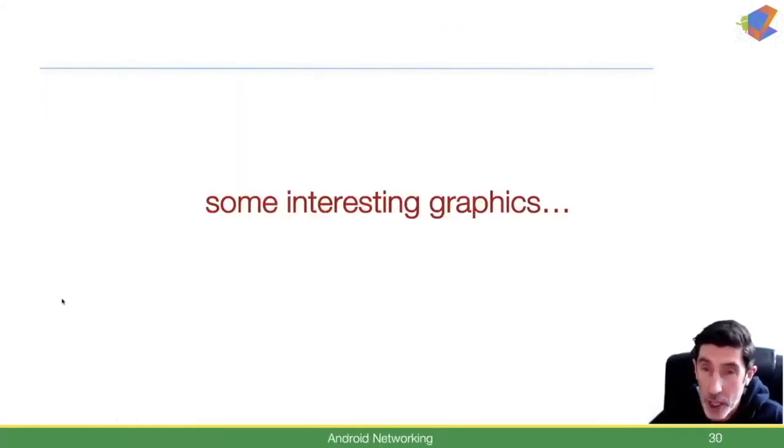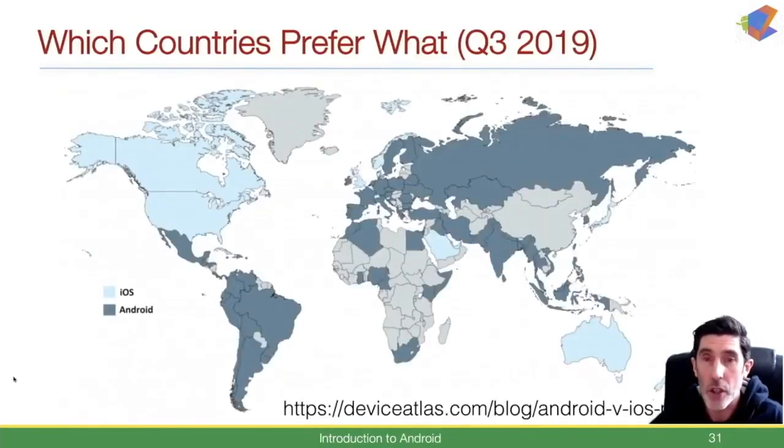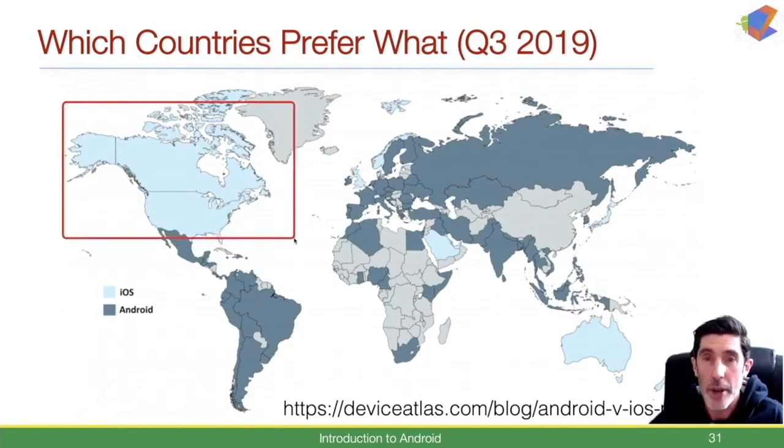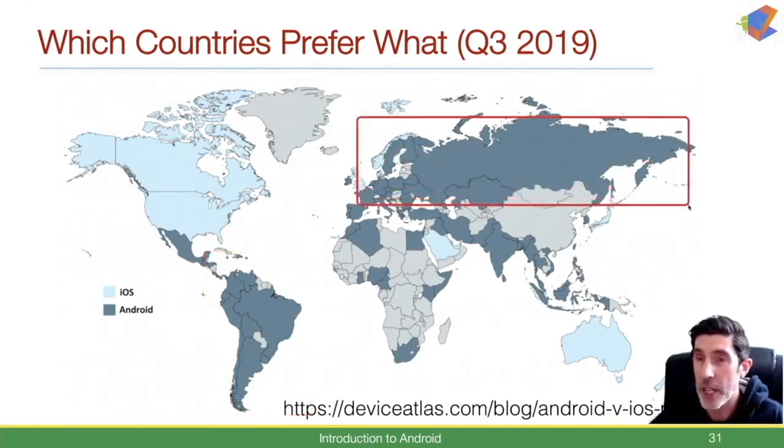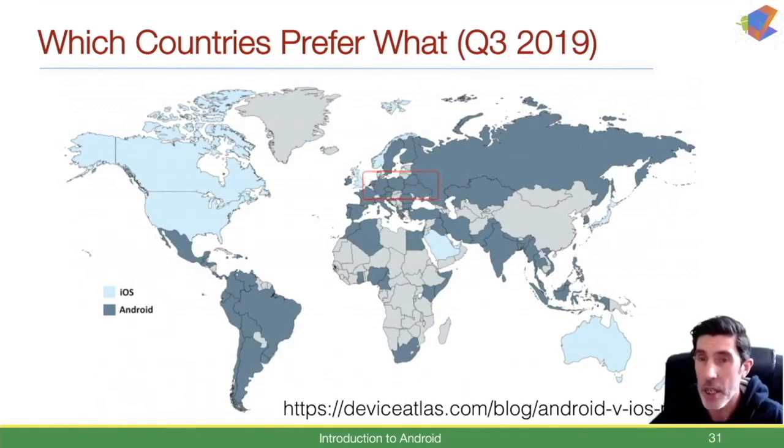Okay, now I have some interesting graphics. If we look at some comparisons here, which countries prefer what? Again, this is based on the third quarter of 2019. Globally, you can see there's quite a stark difference between your iOS and your Android. Majority of North America is all iOS, whereas South America is predominantly all Android. And again, Android is massive in Russia, Eastern Europe, and even Europe as well. No figures for Africa, really, just a small few bits. But again, with the data that they could collate, South Africa is all Android. Whereas in Australia, it's predominantly iOS. Now, I would argue that's down to basically money, and it's an economic choice. But again, I found it quite interesting.